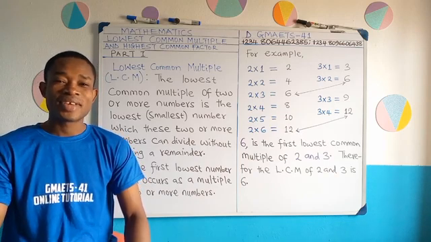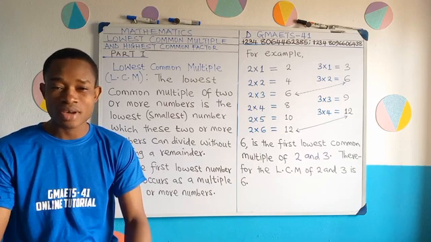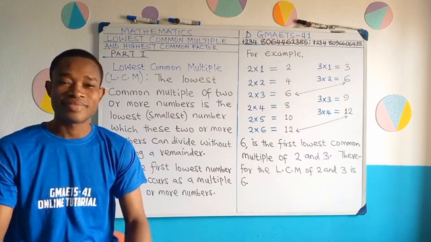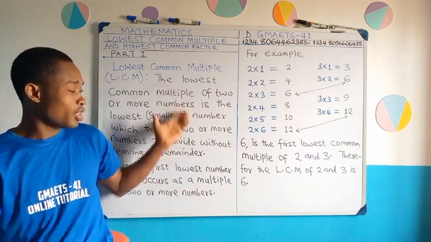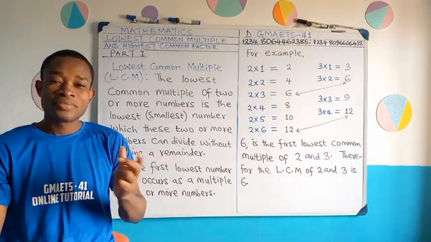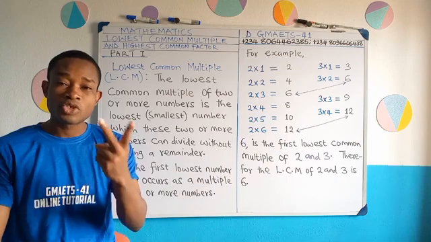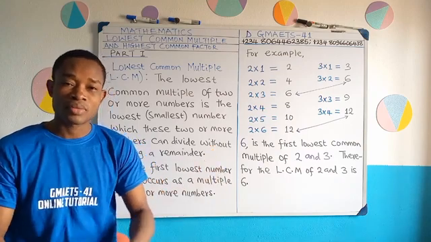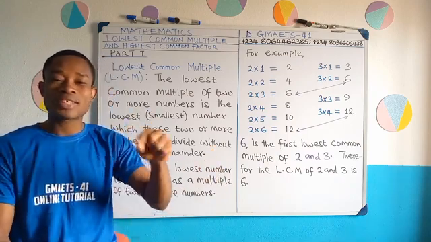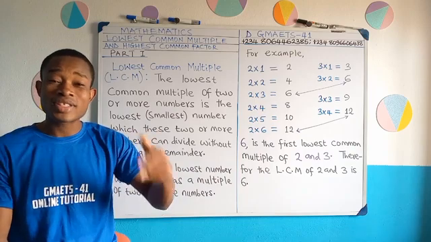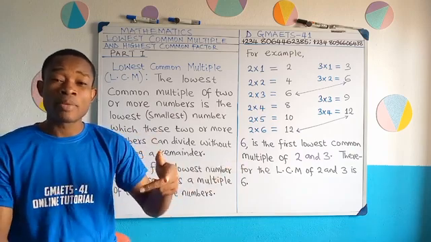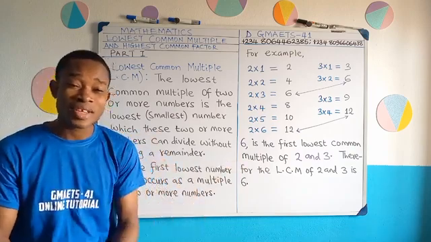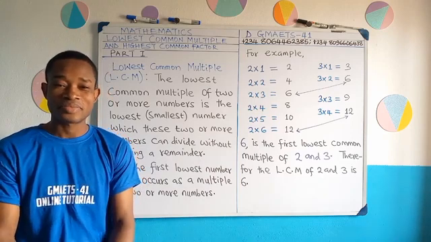First, what is LCM, lowest common multiple of two or more numbers? So I have the explanation here on the board. The lowest common multiple of two or more numbers is the smallest number, the lowest number that the two or more numbers can divide without leaving a remainder.